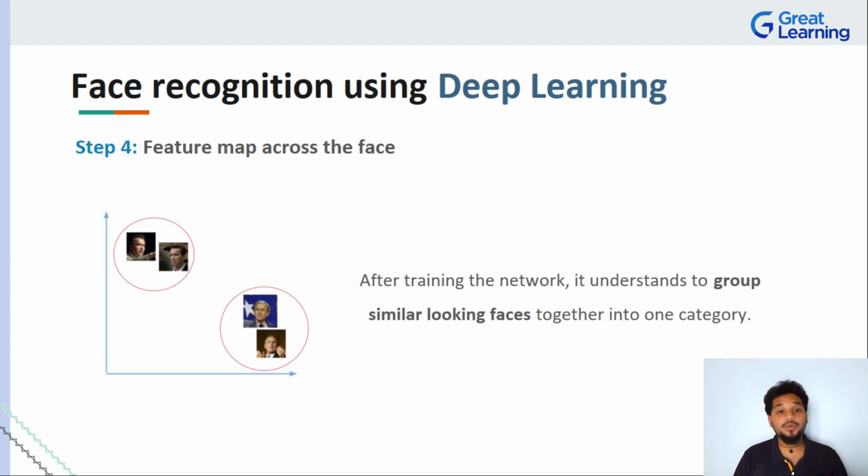After step number three, we'll come to step number four, guys. Step number four talks about how you can use a feature map to actually understand something of what's happening around the face of a person, right?